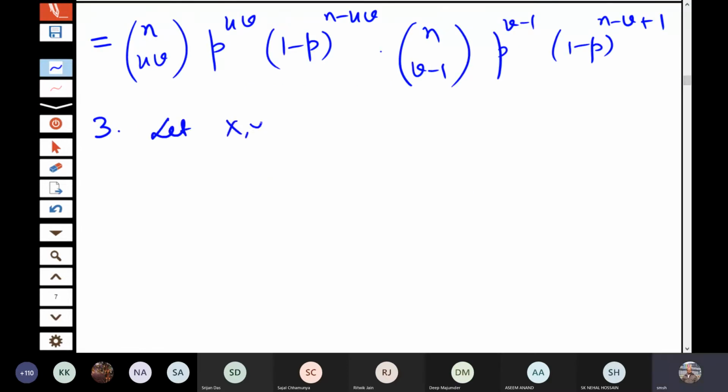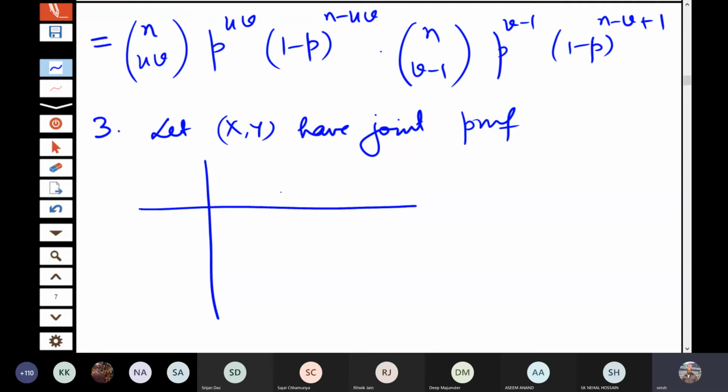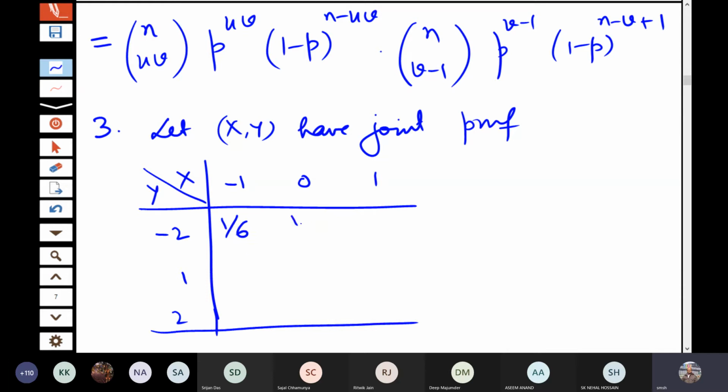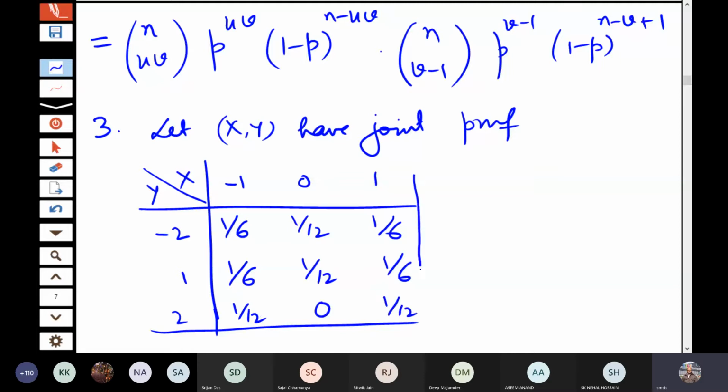Let X, Y have joint PMF. Suppose X can take values -1, 0 and 1, and Y can take values -2, 1 and 2. The entries are 1 by 6, 1 by 12, 1 by 6, 1 by 6, then 1 by 12, then 1 by 6, then 1 by 12, 0, and 1 by 12.